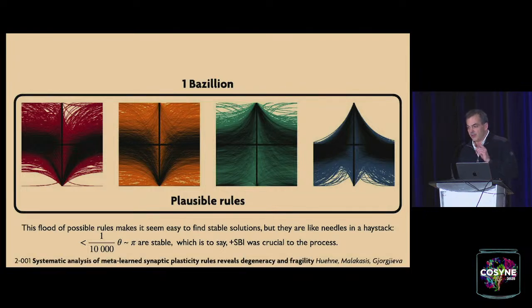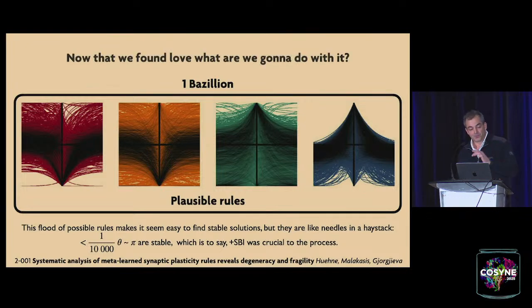I'd also like to refer you to a poster that's right after this poster session that is picking up on this idea and reproducing some of our results. So maybe you're interested in that too. So now that we find 40,000 plasticity rules to play with, what are we going to do with it?